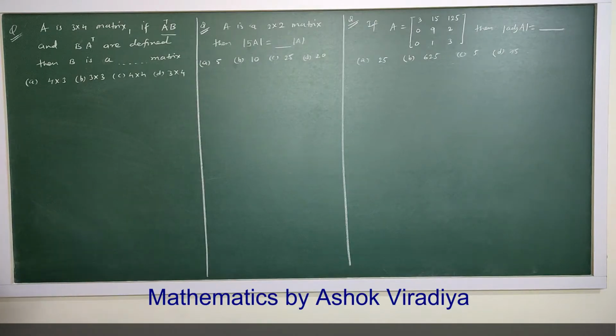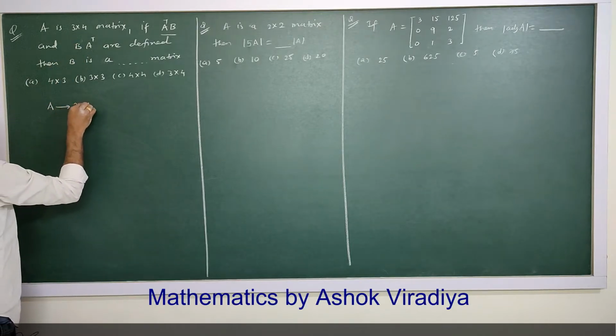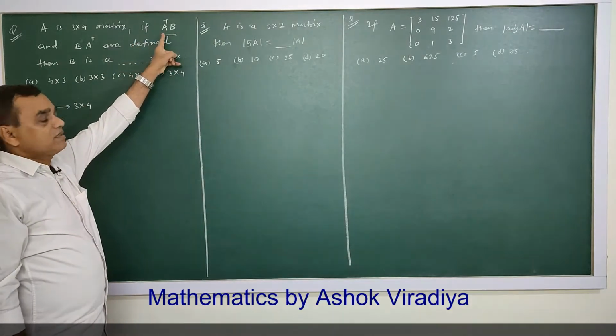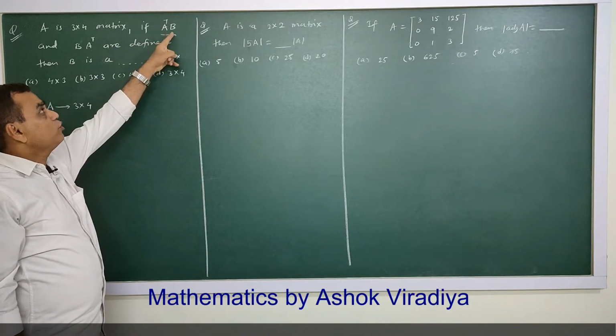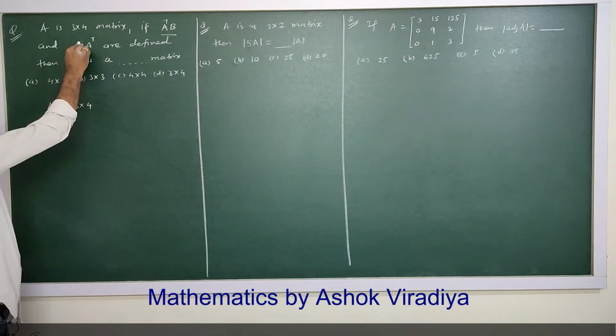Now explaining MCQs from matrix and determinant from chapter 3 and 4. See, first MCQ: A is a 3 by 4 matrix. If the products transpose of A into B and B into A transpose are defined, then what is the order of B? That is the question.